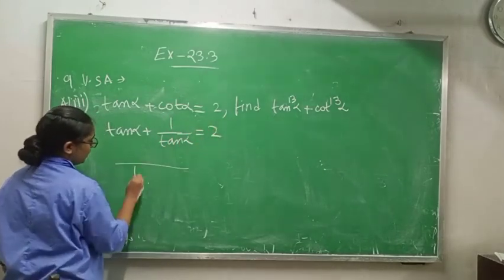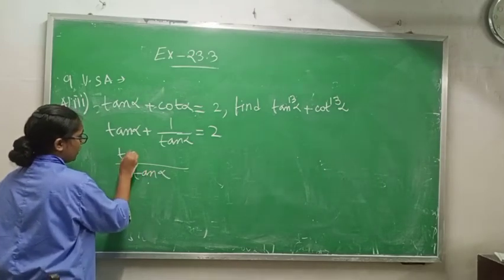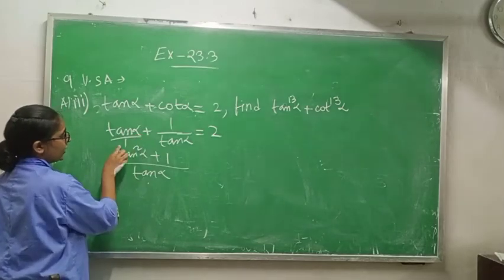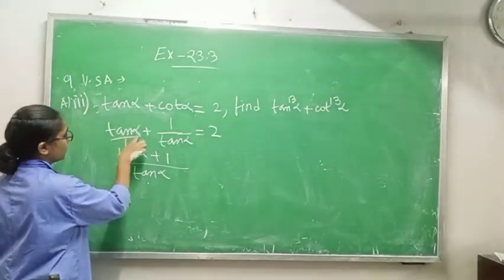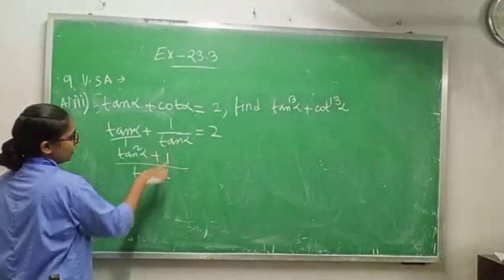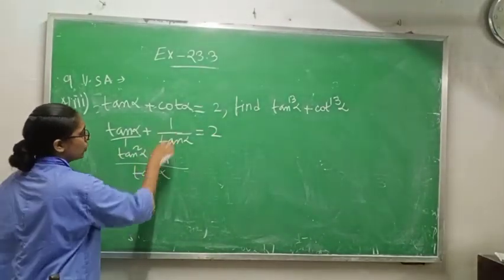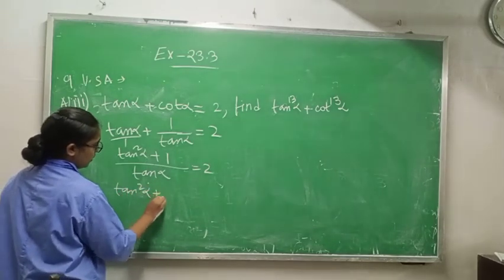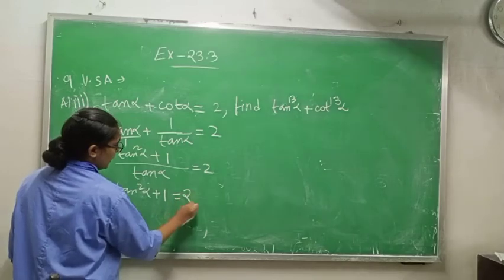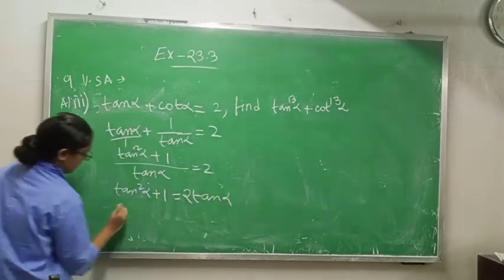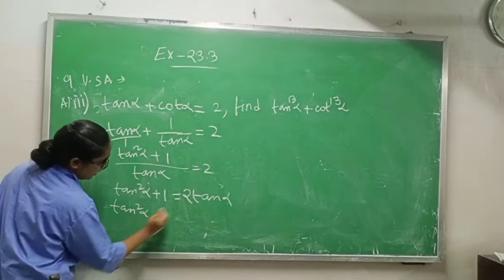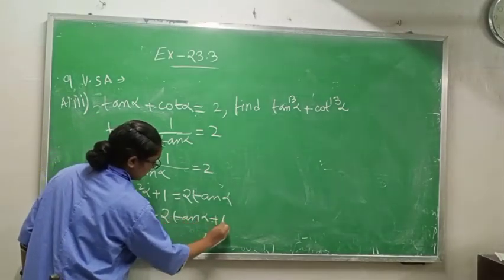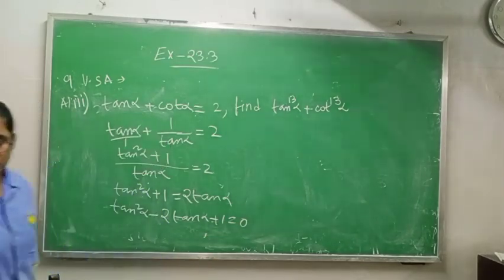Now I will take LCM, which is tan alpha. It will become tan square alpha plus 1, because here we have nothing. So tan alpha divided by 1, tan alpha into tan alpha, tan square alpha, plus tan alpha divided by tan alpha, 1 into 1, 1. Now tan square alpha plus 1. This tan will go, it will multiply 2 tan alpha. Then tan square alpha minus 2 tan alpha plus 1 equals 0. Okay.